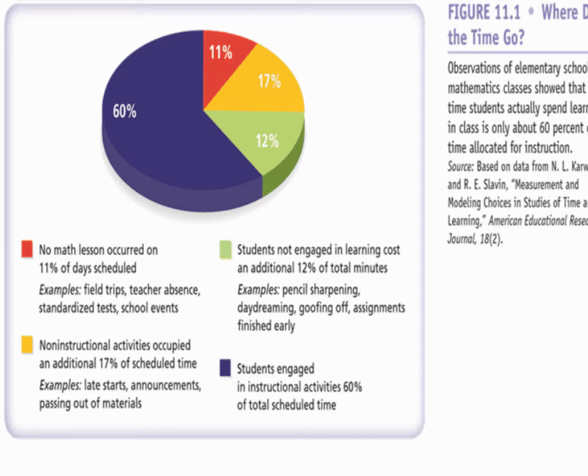When we look at this pie chart in figure 11.1, you can see that about 60% of the day is actually spent just on teaching. So you're losing 40% of your day on other things, like no math occurring in 11% of the days scheduled. It could be a field trip, teacher absence, standardized tests, or school events.